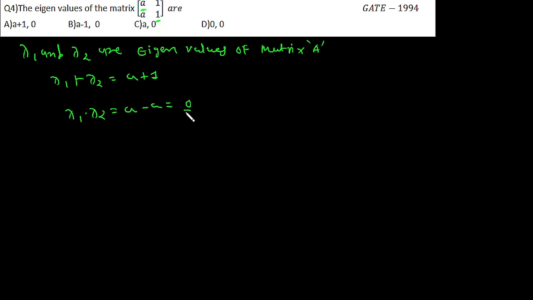again 0. So now from the options we can say that option A is the correct eigenvalue set for this matrix, because the sum of these two values gives A plus 1 and the multiplication of these values gives 0. Both conditions are satisfied by only option A. So option A is the right option.